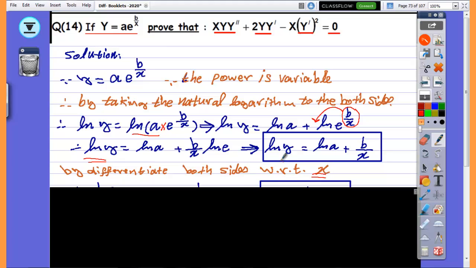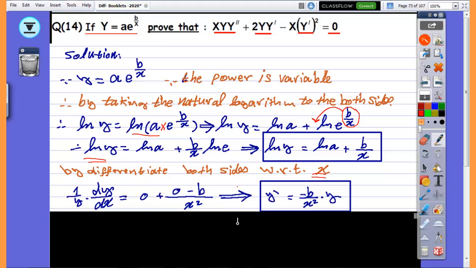What is the differentiation of ln y with respect to x? It will be 1 over y multiplied by the derivative of y with respect to x, dy/dx. So the left hand side will be 1 over y times dy/dx, which is y dash. On the right, ln a is a constant, so its derivative with respect to x equals 0.